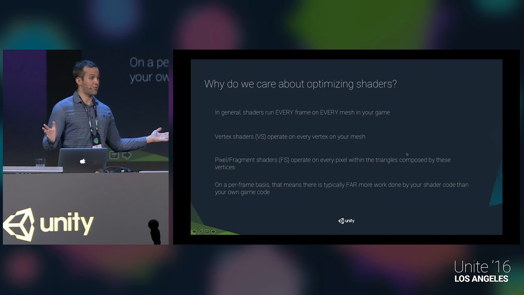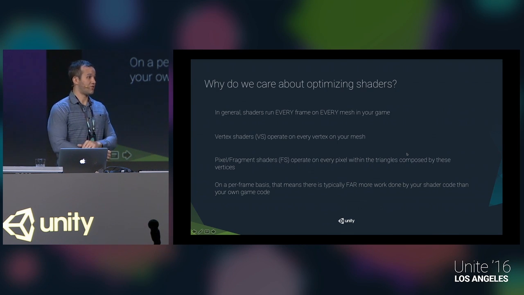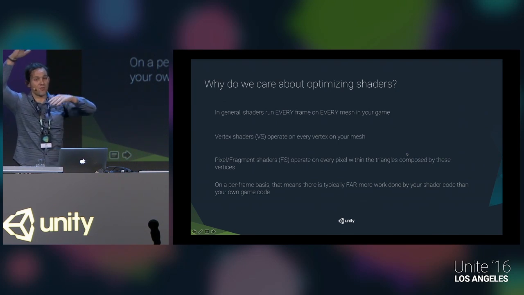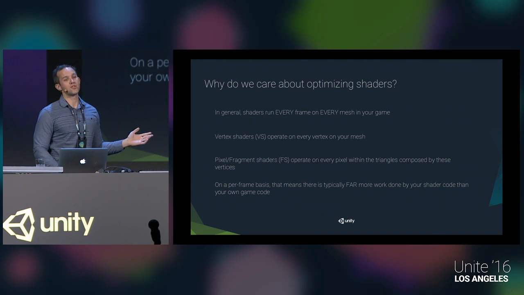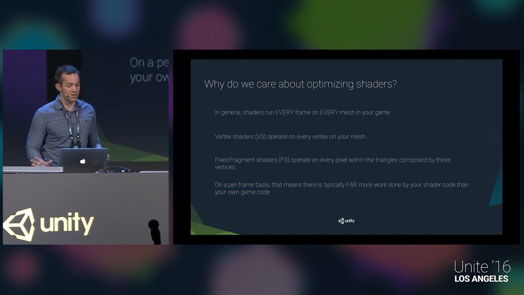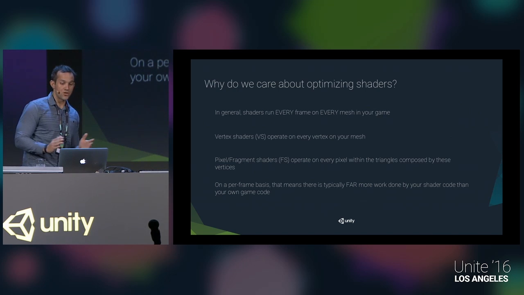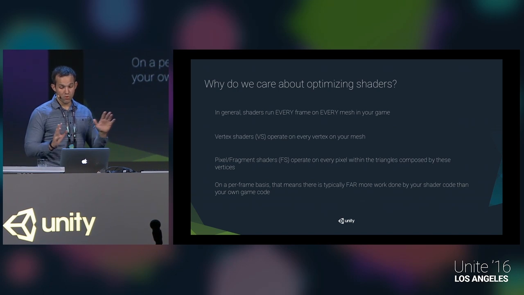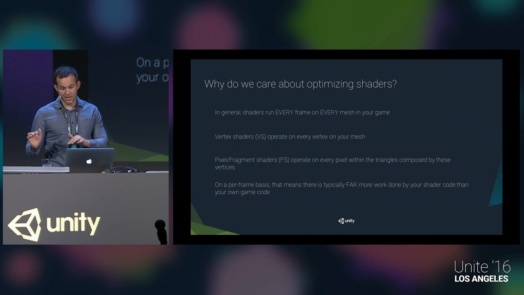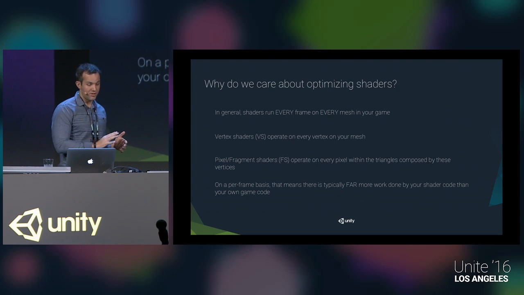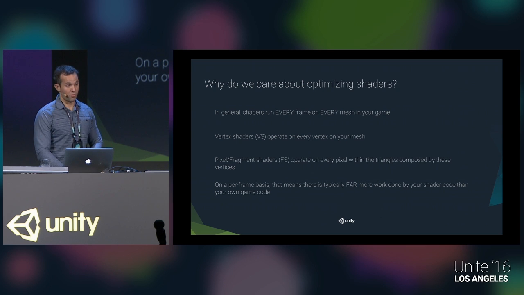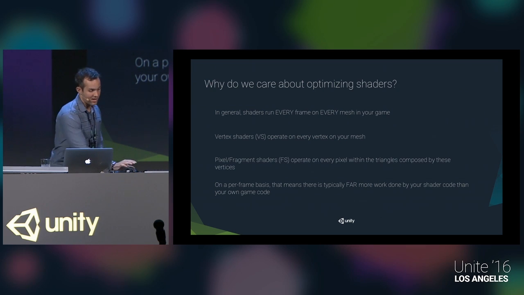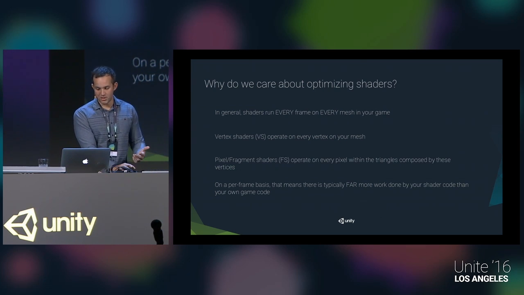And then post-processes as well, because post-processes are actually, in most cases, just pixel shaders that are running on the entire frame of your screen. So then you are re-rendering, running a program on every single pixel again. And so, in general, on a per-frame basis, that means there's typically far more work done by your shader code than your own game code. Of course, GPUs are highly optimized to work on this data in parallel, and of course, optimized for the exact types of operations that we need, which are math and matrix math and transformations.